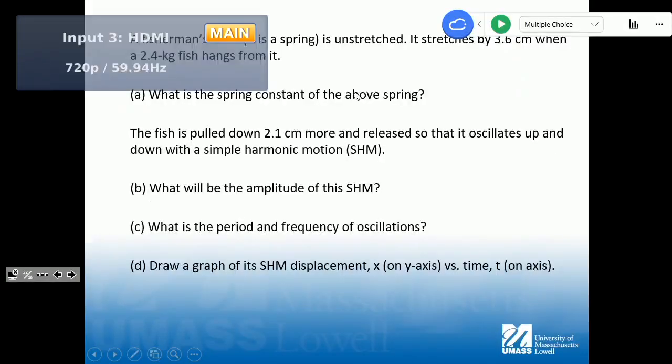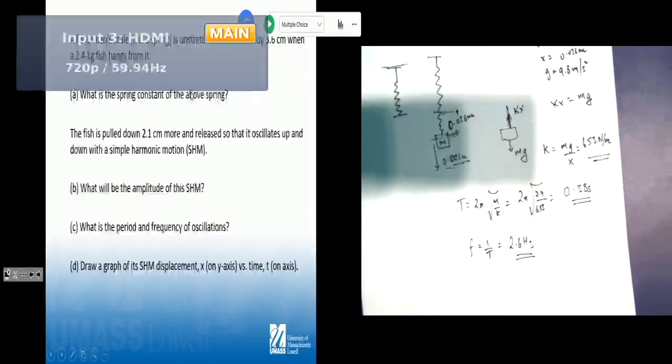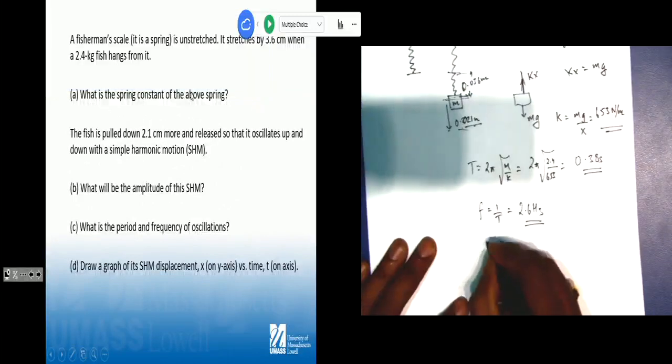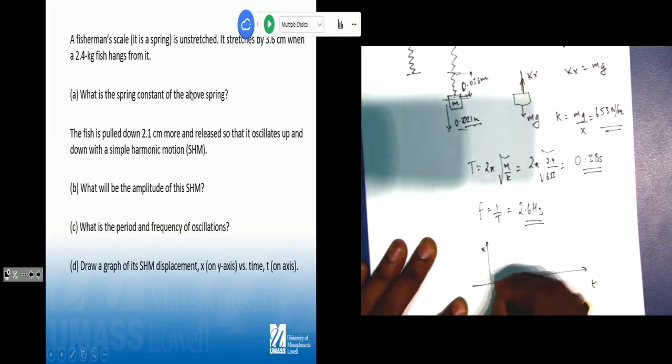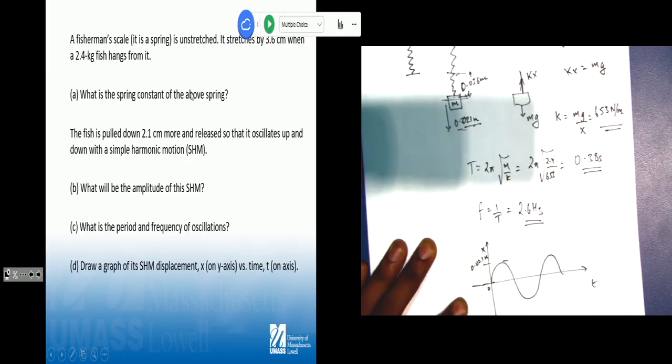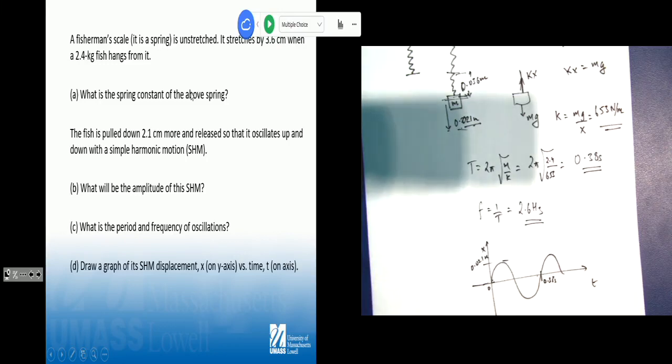Oh, sorry. And plot SHM on an x-t curve. So this is x, this is t. It should look like this. This is 0, this is 0.021 meters. And this is 1 cycle, so this is 0.38 seconds. That makes sense? That is the plot of the motion.